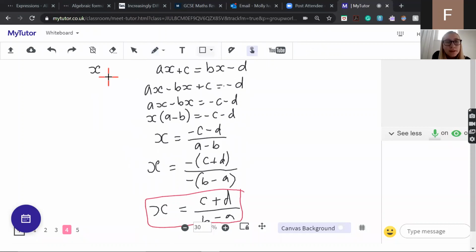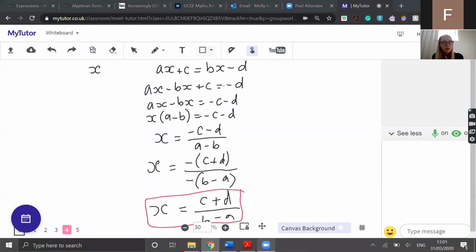Do you maybe mean in terms of rearranging? It's just like what they give you. They'll say make x the subject. They'll tell you what to make the subject. Feel free to clarify that question and I'll come back to it.